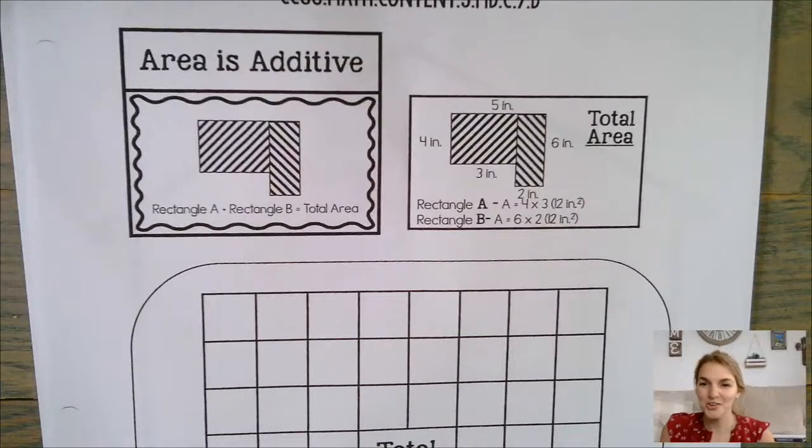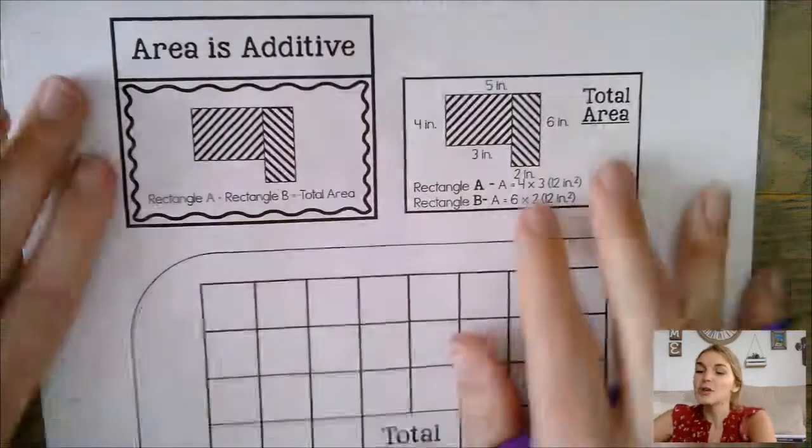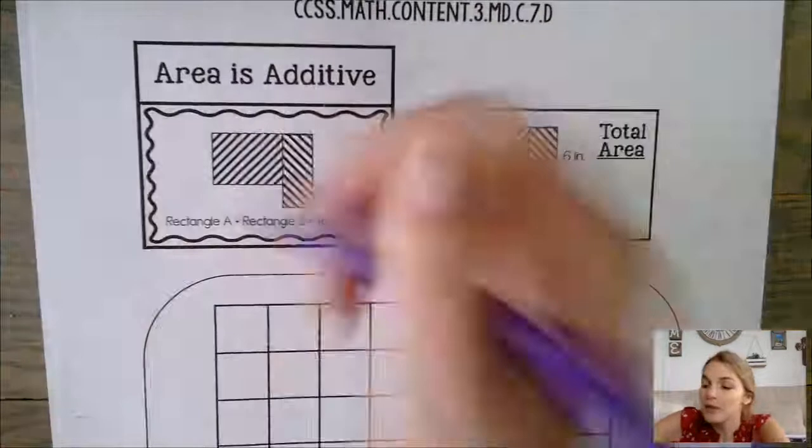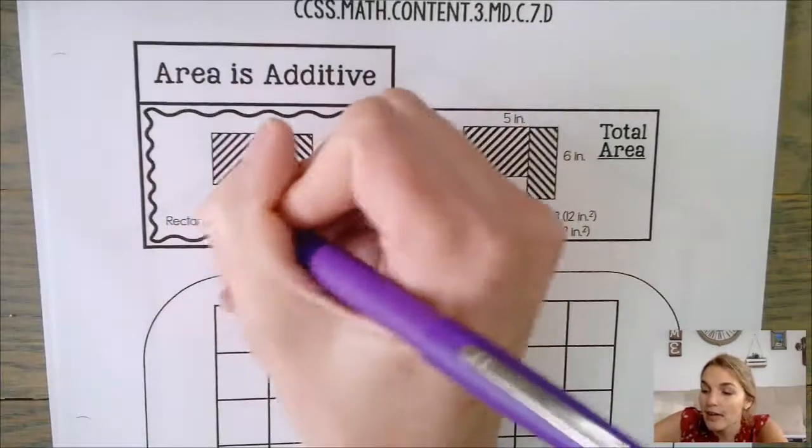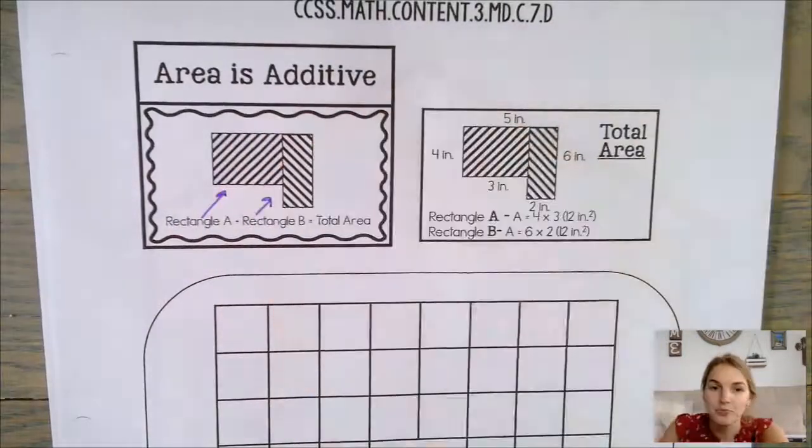Good morning, third graders. Today we're going to talk about how area is additive, which means that you can add two different areas and put them together. So what this looks like is you're going to have two different shapes. So for example, here we have rectangle A and rectangle B.